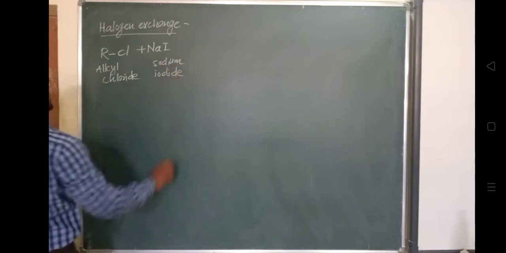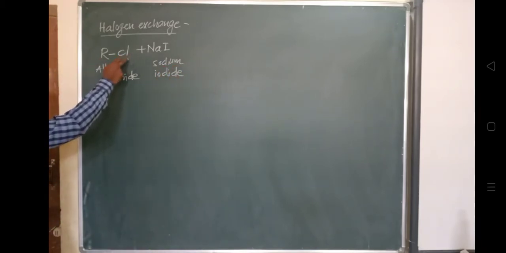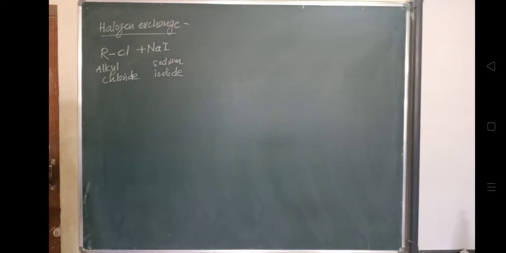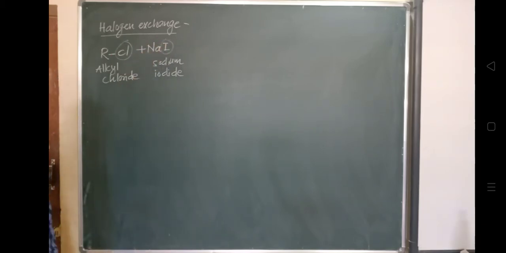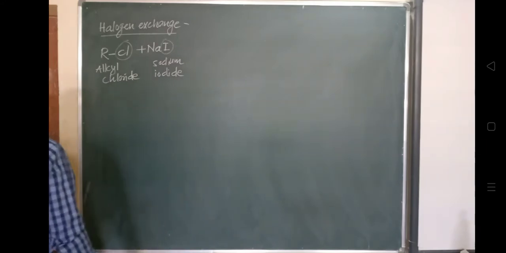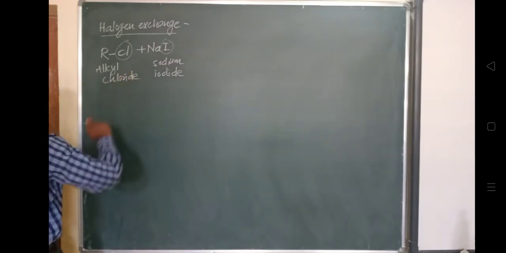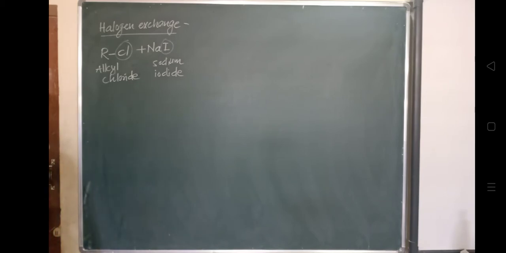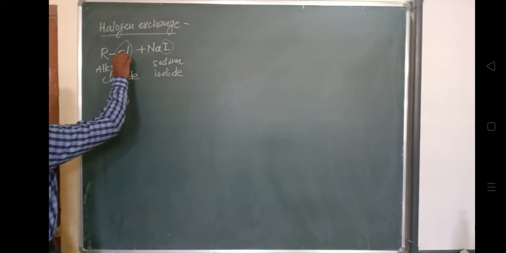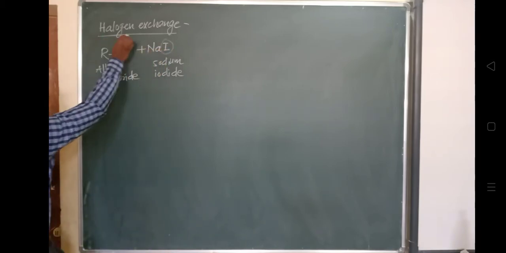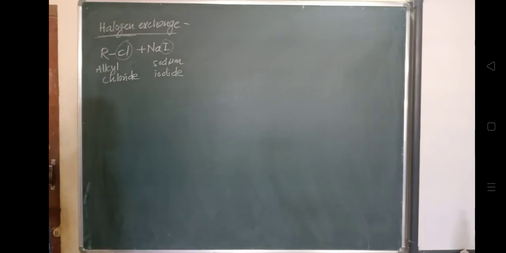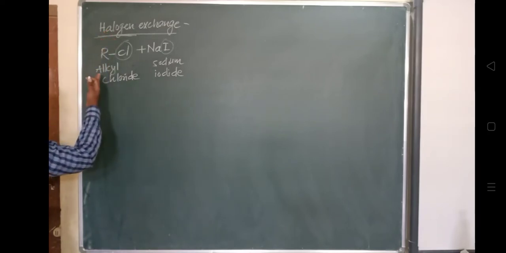Now, this chlorine and this iodine here are halogen atoms. What will happen? When this alkyl chloride reacts with sodium iodide, this chlorine will be replaced by this iodine. Chlorine and iodine are both halogen members, and that's why such a reaction is called a halogen exchange in alkyl halides.